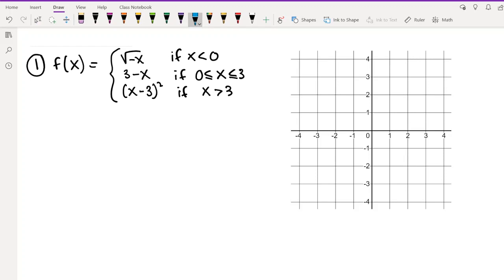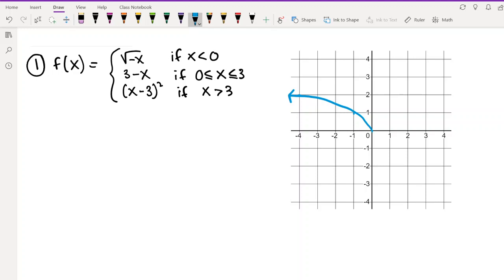Okay, so what does the first part of this graph look like? So square root of negative x. That's going to look similar to the graph of square root of x, except that it's going to be reflected horizontally, so reflected over the y-axis. So that's going to look something like this. Oops, let me do that a little better.